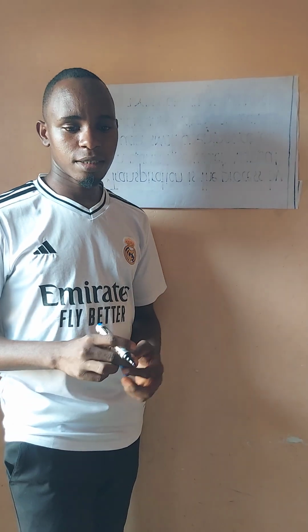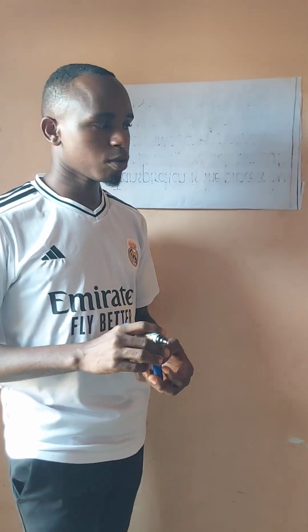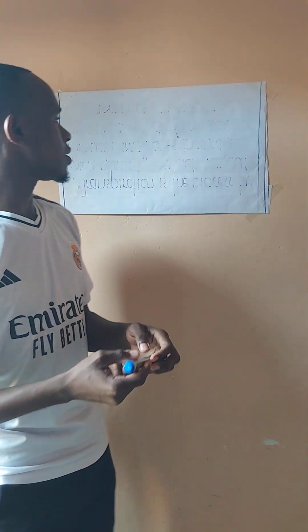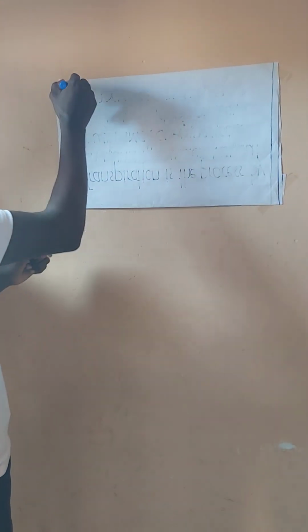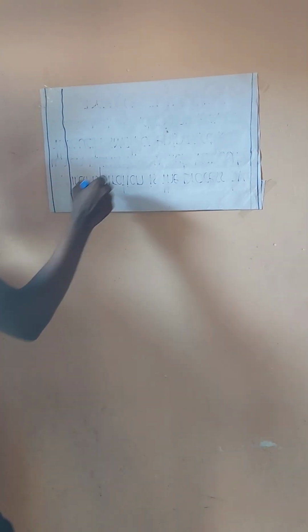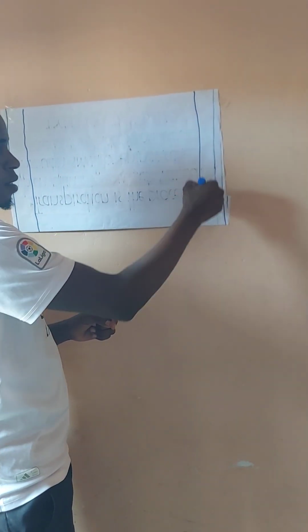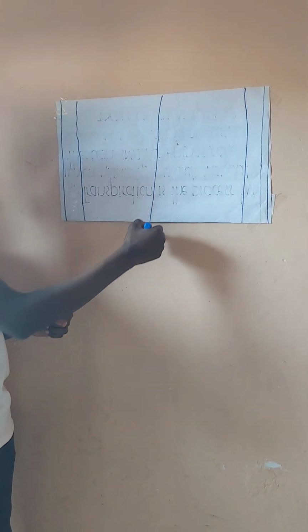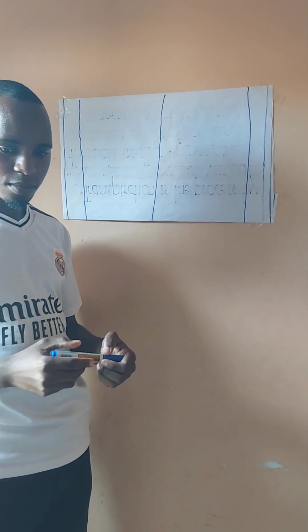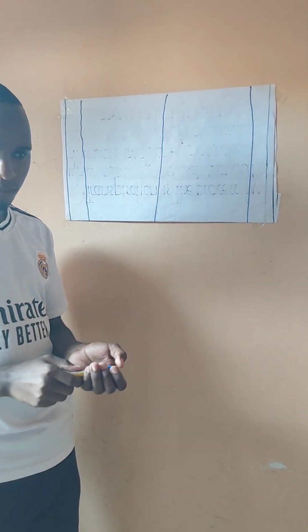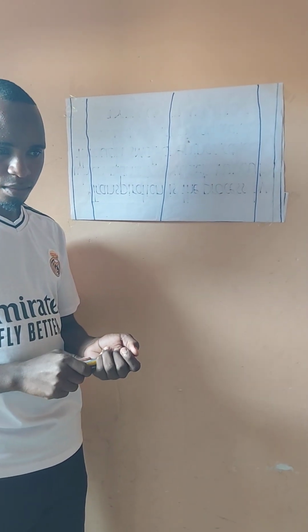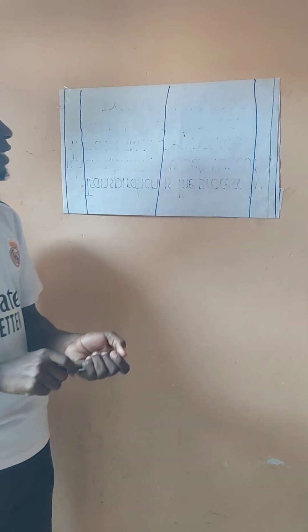Yesterday we looked at neurons. We introduced our topic as a neuron. Who can remind us what a neuron is? A neuron is a specialized cell that transmits impulses from one cell to another, or from a cell to a muscle. Okay, thank you so much.